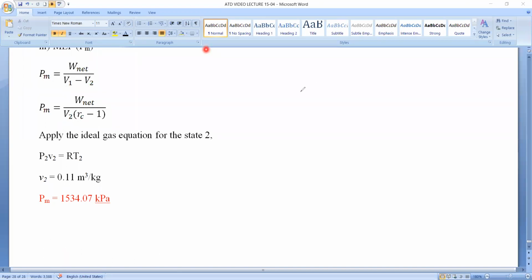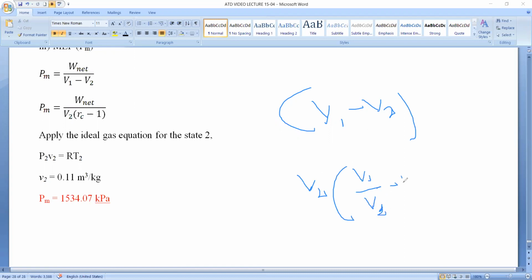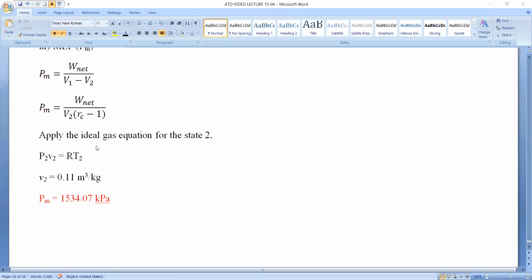So we have V1 minus V2. If I take V2 outside the bracket, you will get inside the bracket V1 by V2 minus 1, or V1 by V2 is RC. So V2 into RC minus 1. I hope this is clear. Now here the unknown thing is V2. V2 needs to be calculated here.